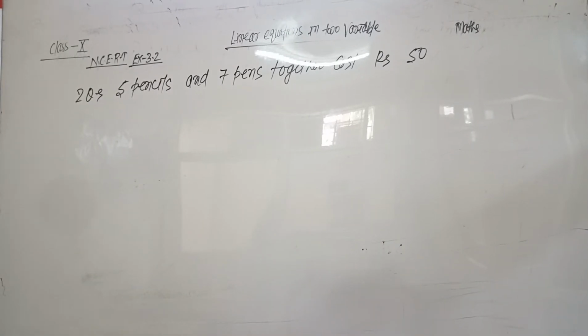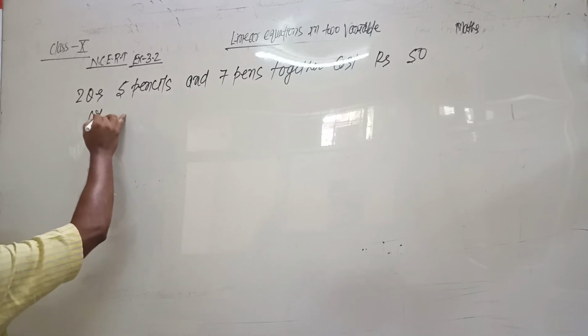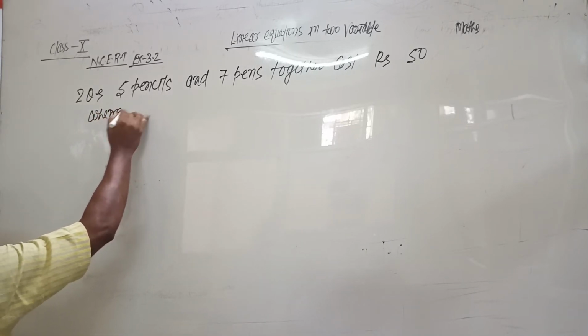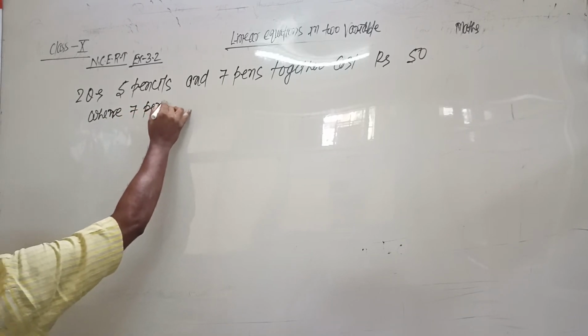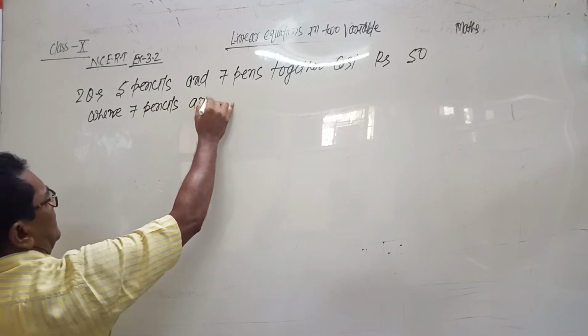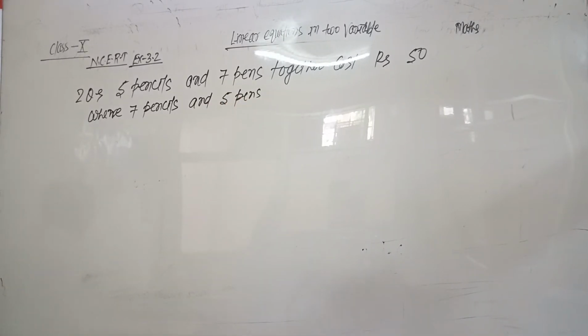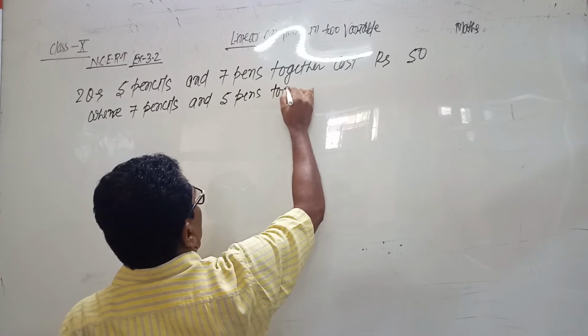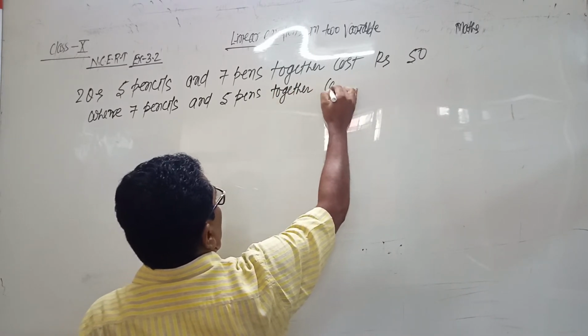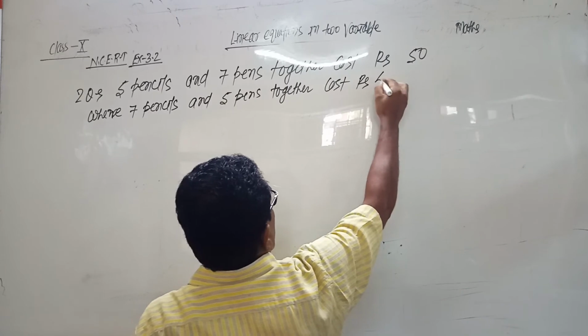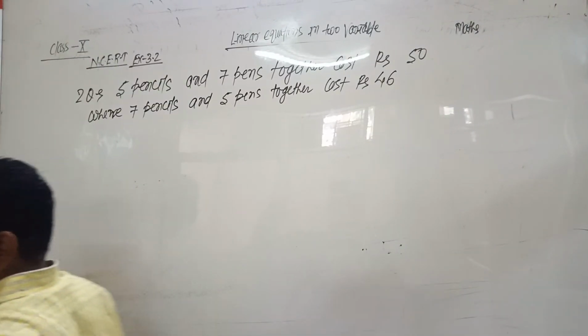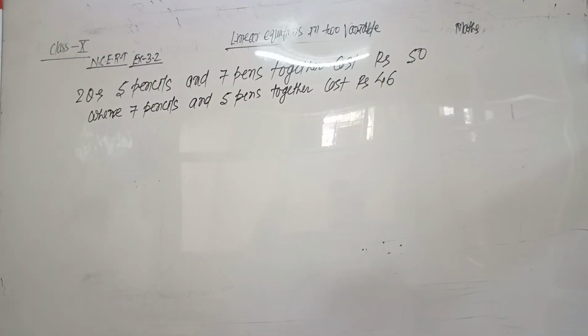Where 7 pencils and 5 pens together cost rupees 46. So find the cost of 1 pencil and 1 pen.